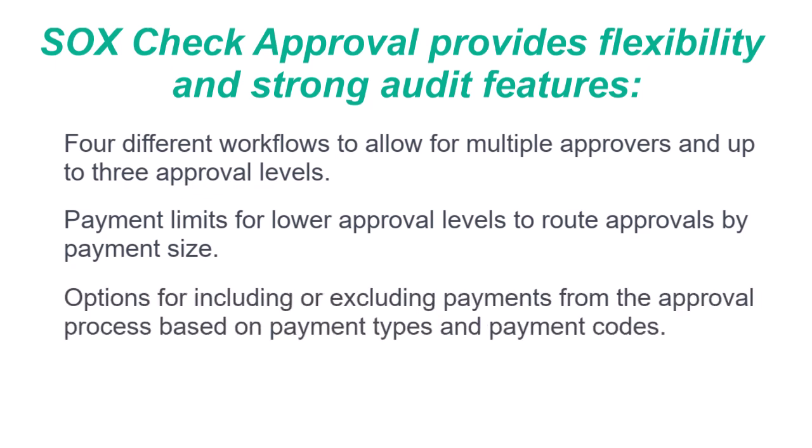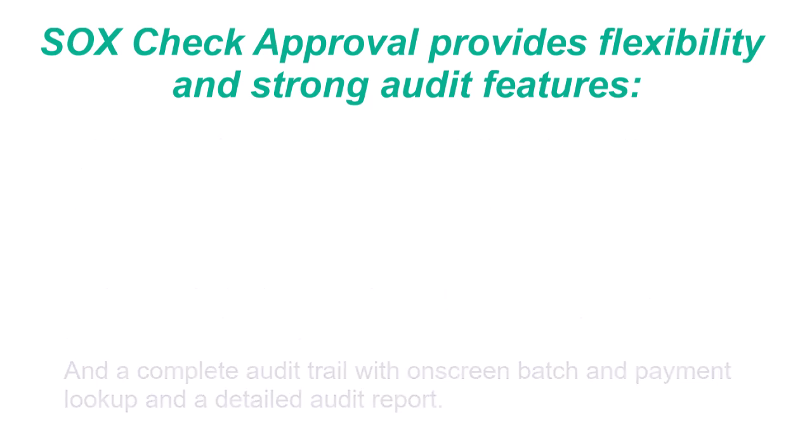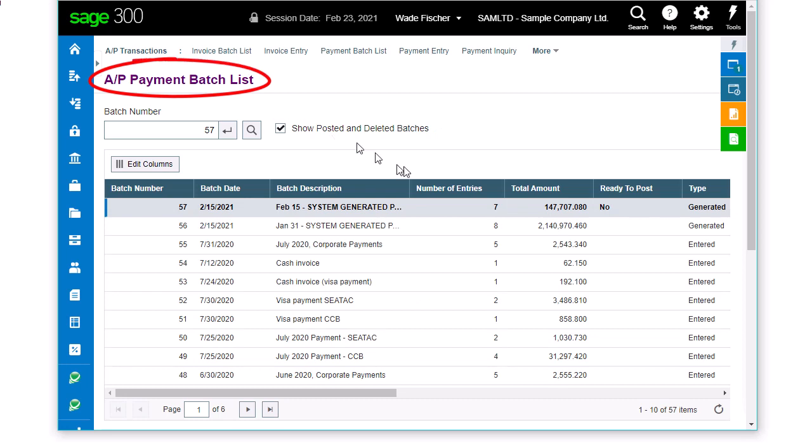Options for including or excluding payments from the approval process based on payment types and payment codes. And a complete audit trail with on-screen batch and payment lookup and a detailed audit report. Let's take a look, starting with batch submission.